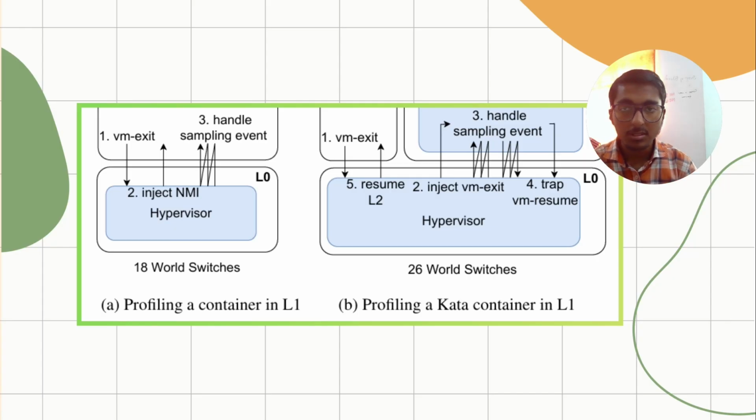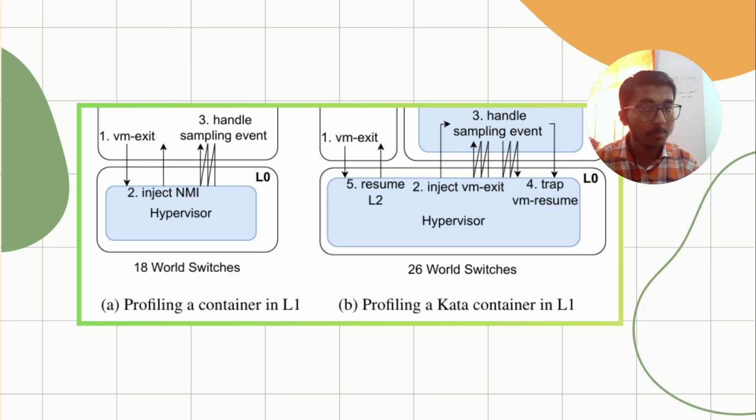First, we are discussing profiling a container in L1. The hardware counter triggers an interrupt, which triggers a VM exit to the host L0. Next, the host injects a similar interrupt to the L1 and enters L1. As part of the interrupt handling routine, L1 reprograms the hardware counter and performs multiple accesses to the MSR, bringing the total world switch count to 18.